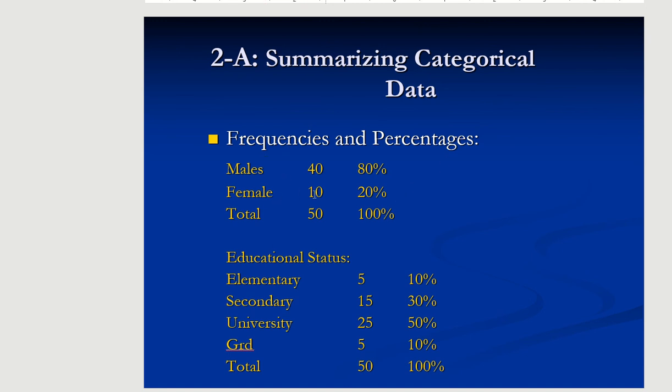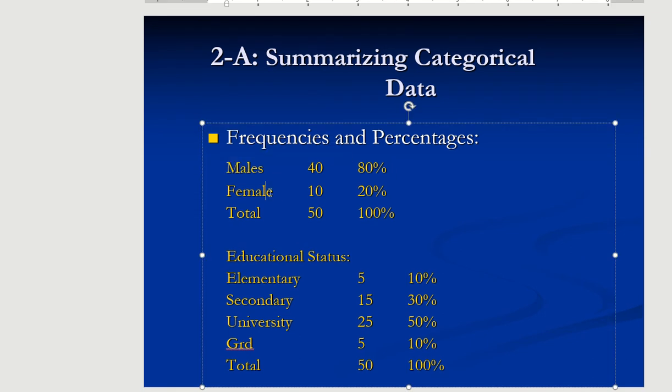So here you have an example of categorical data, which is gender. So you have males, you have females, and then you have the numbers representing how many males and how many females. So this is called the frequency, for a total of 50. And then you have the percentages. So 40 out of 50 is 80%, 10 out of 50 is 20%, with a total.